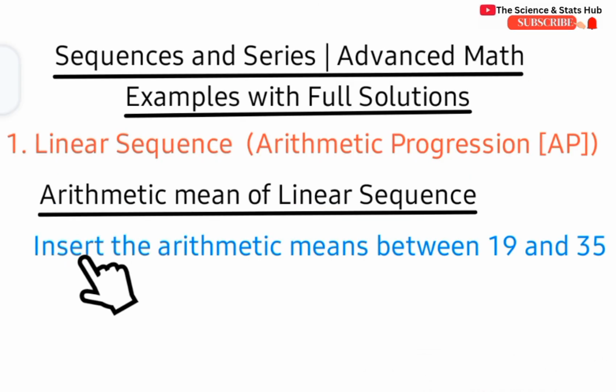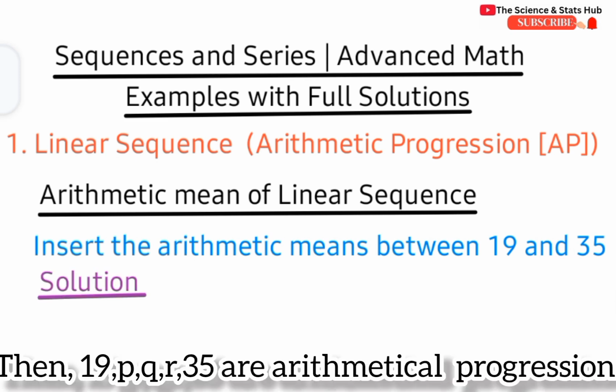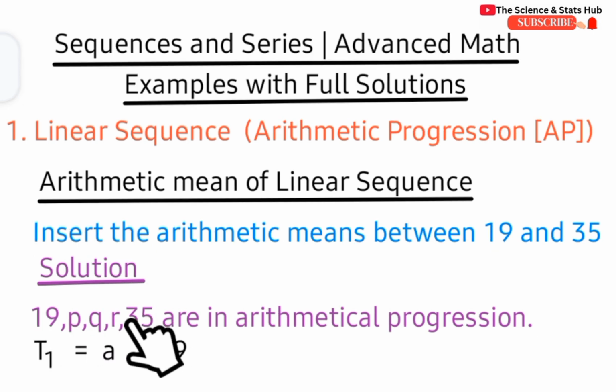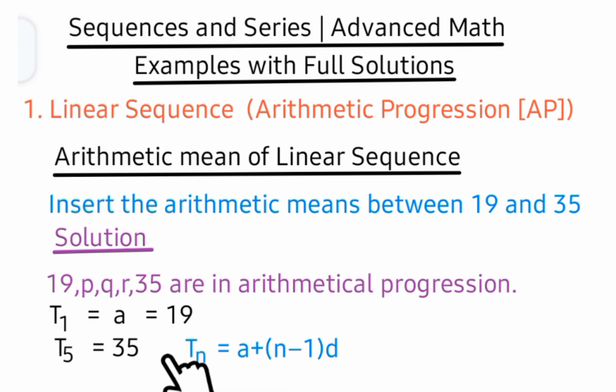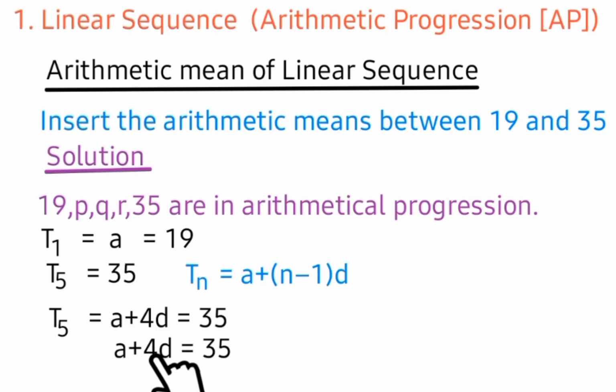Insert three arithmetic means between 19 and 35. Let the arithmetic means be P, Q, and R. Then 19, P, Q, R, and 35 are in arithmetical progression. So 19 is the first term, designated by T1 or A, while 35 is the fifth term. Adopting our usual formula, T5 will be A plus (N minus 1)D, which is 4 multiplied by D, 4D, equal to 35. So T5 is A plus 4D equal to 35.